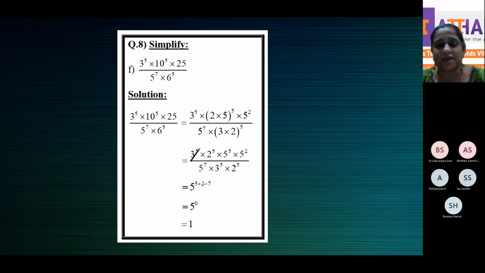After simplifying, after cancelling, we are left with only these 3: 5 to the power 5, 5 to the power 2, 5 to the power 7. In the numerator, they are in multiplication, so add the powers. Denominator, divided by 5 to the power 7, right? So division, subtract the powers, minus 7. 7 minus 7 is 0 and 5 raised to the power 0 is 1.